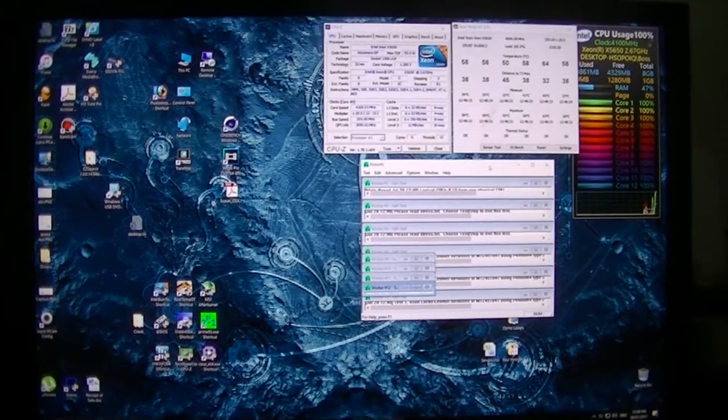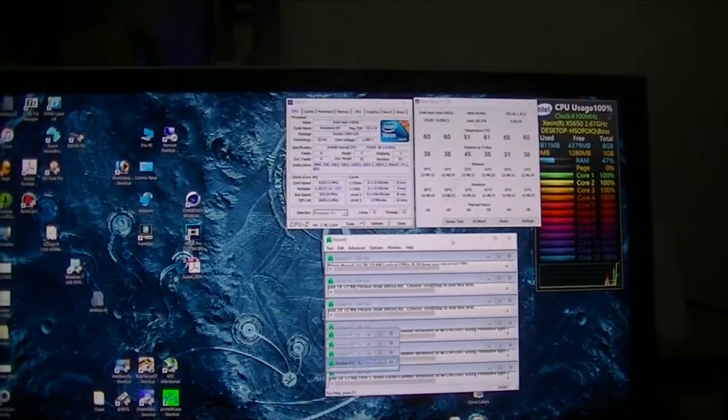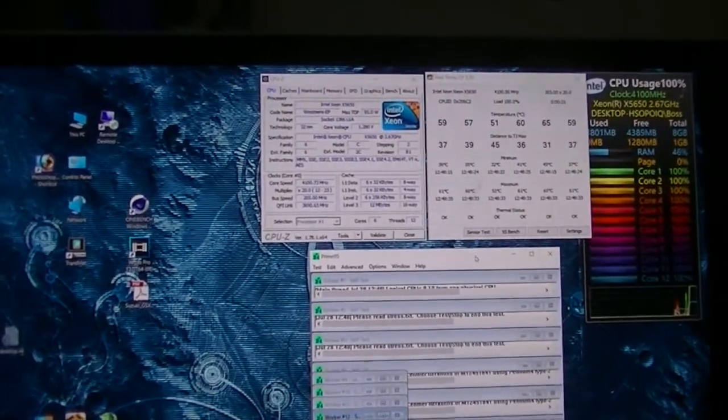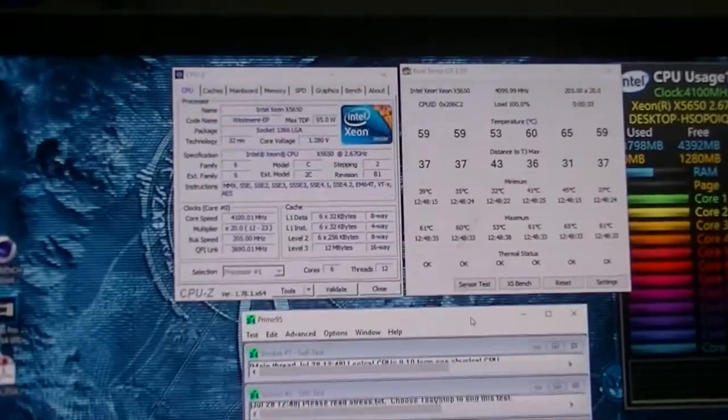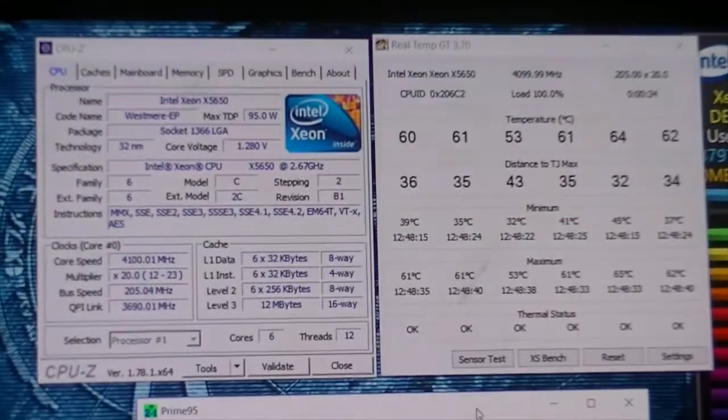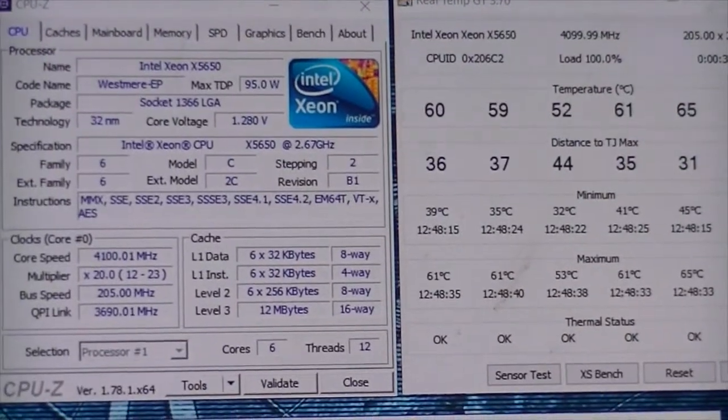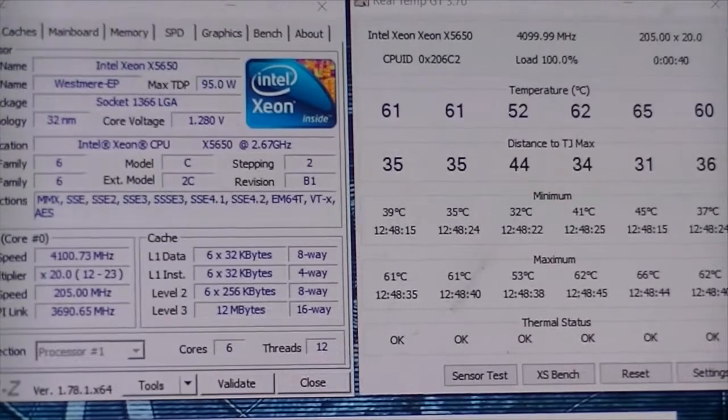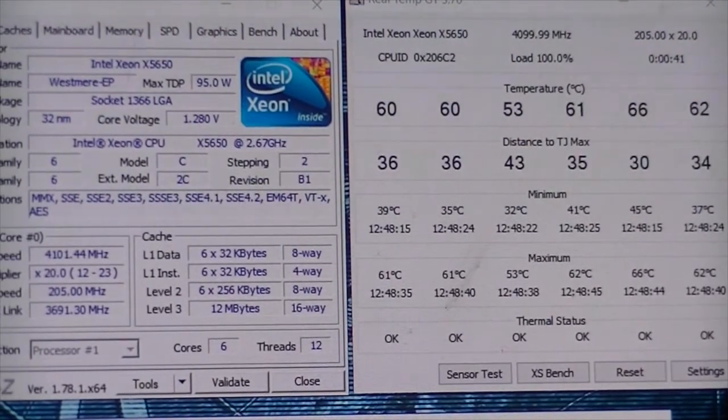So we'll crank up Prime95 and let that run for 10 minutes or so. If it runs for 10 minutes, it should be fairly game stable. Well, that's what I found anyway. Any longer, you're just wasting your life.